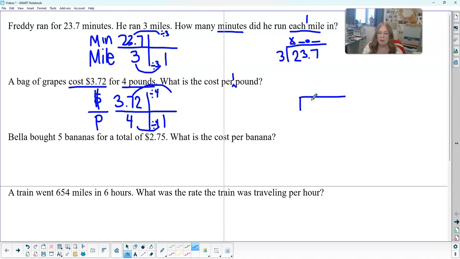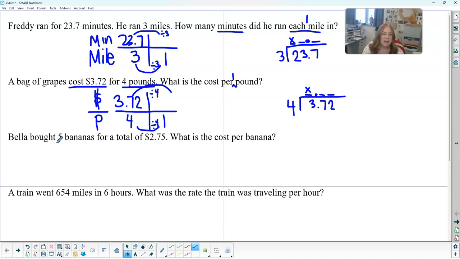So we're going to set up our problem. $3.72 divided by 4. I need something above the 3. Here's my decimal. Something above the 7, something above the 2. I can see 4 can't go into 3. But it can go into 37 how many times? So my answer should be less than $1. So each pound is less than $1. See if you can finish that problem. Go see a teacher if you need help with your division.